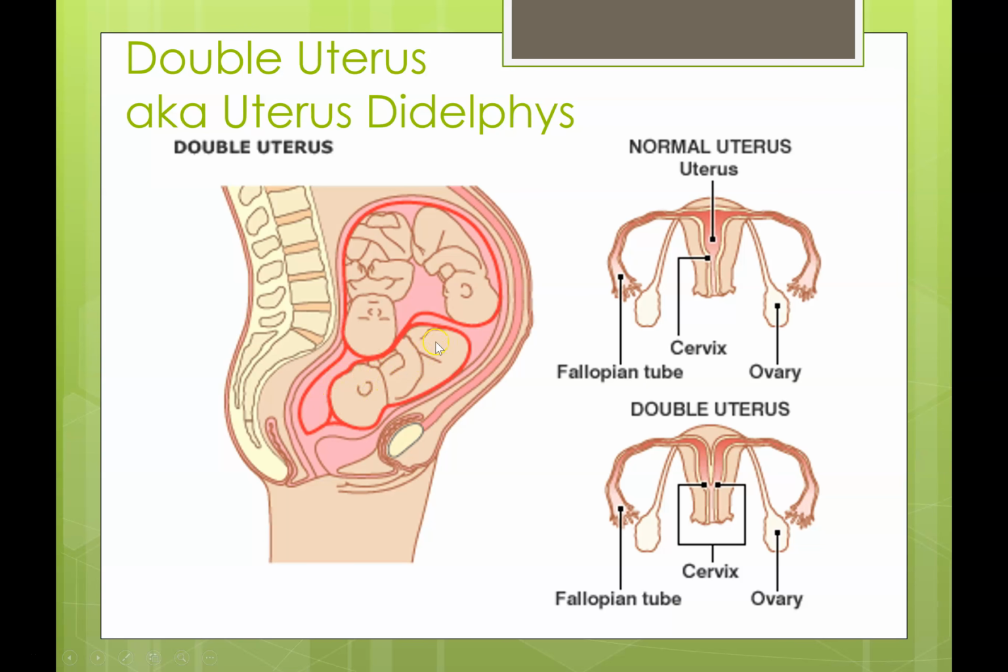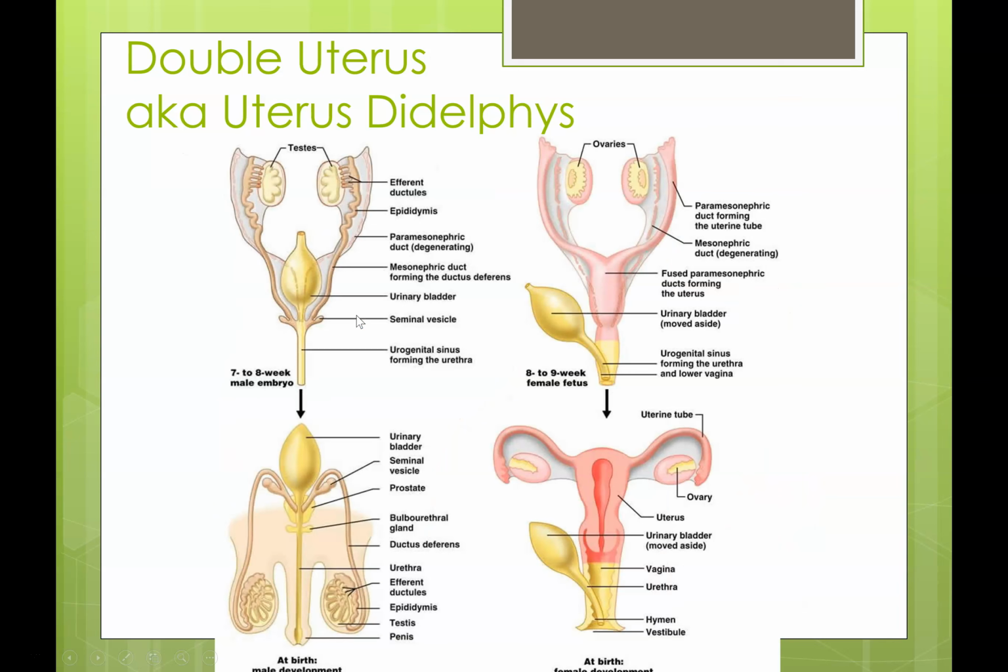And this is illustrating the two different compartments, or the two different uteruses or uteri, I'm not sure how you would say that, for babies to implant and grow. And this image here was just showing the different duct systems between males and females. So if in a female we don't have any signals to secrete testosterone, then we are going to have our paramesonephric duct develop, which will turn into the uterine tube, and we will have our ducts fuse together to form the uterus.